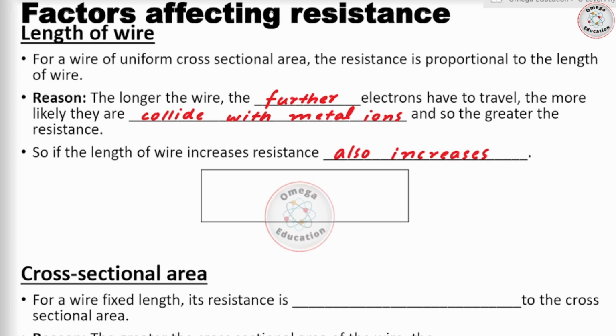All right, for this one, I was saying if the length of the wire increases, the resistance also increases. And the increase in resistance is proportional to the increase in the length. Or I should say the change in resistance is proportional to the change in length. If you decrease the length, then the resistance would also decrease.